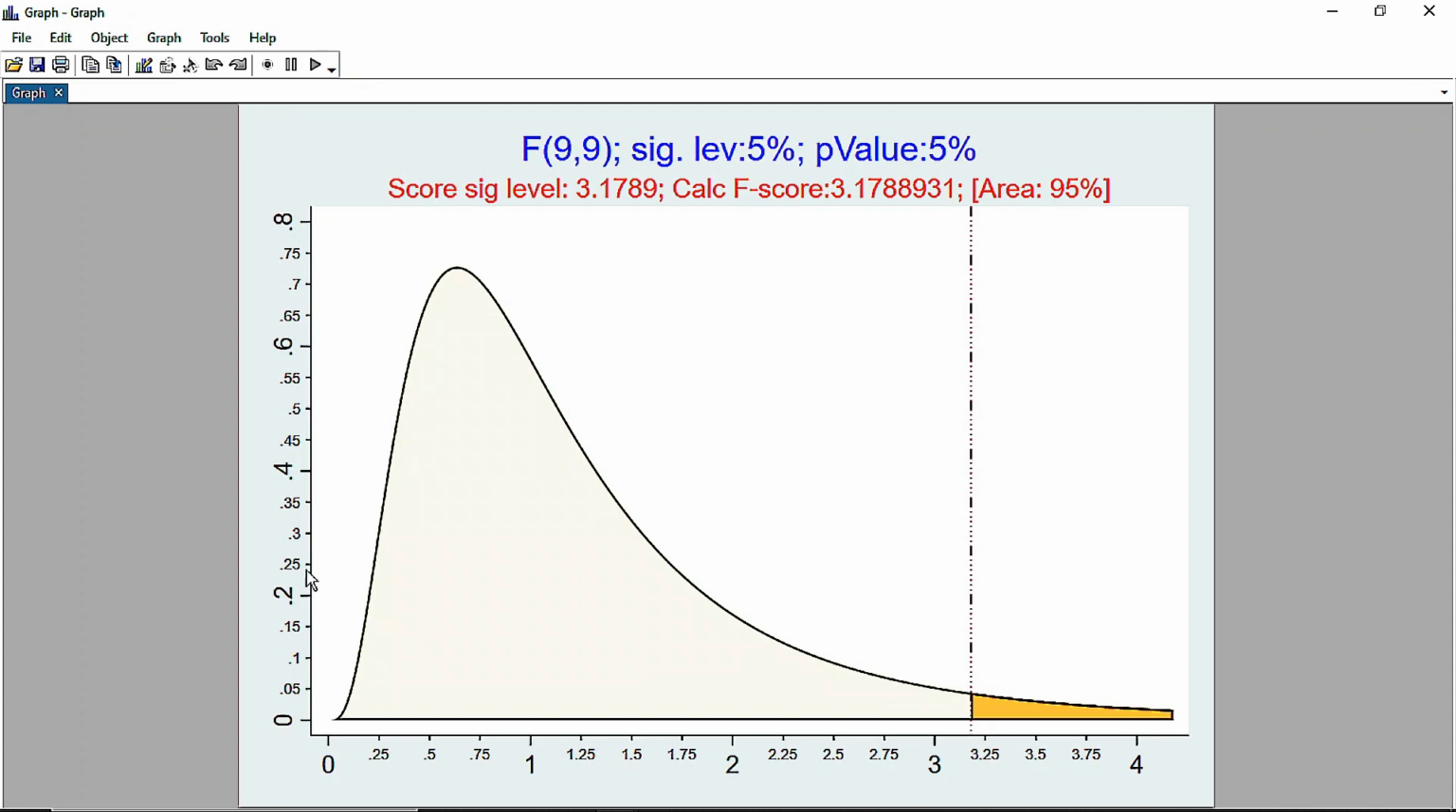So this is our F distribution when the degrees of freedom 1 and 2 are 9 each. So our calculated F score is 3.17 at this point, and to the right of it we have 5% of the area, and to the left of it we have 95% of the area. So the calculated score is equal to our tabulated score, or the p-value is equal to our significance level. So in this case we are indifferent.